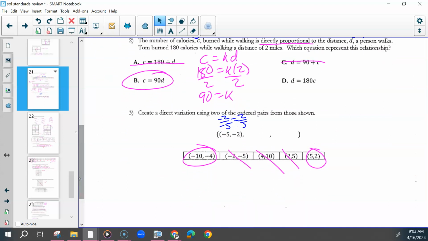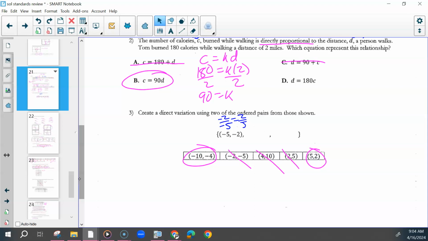Number 3, you have to look for 2 ordered pairs that would be direct. So if you found your y over x from the given one, and then try that for the others, there were only 2 that worked, the ends. Or if you put those into Desmos and saw which ones were on the same line, that would also give you your answer.